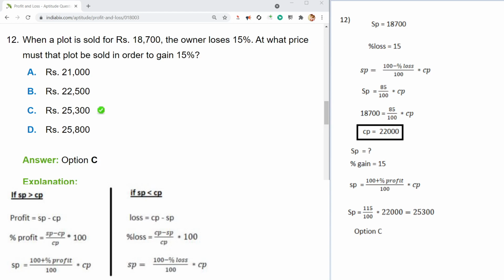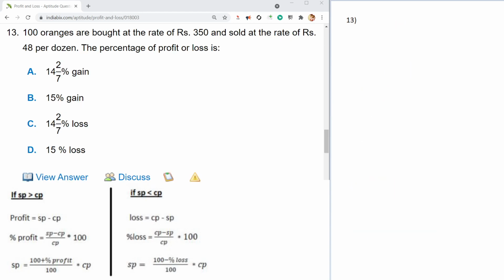Option C is correct. Let's see problem number 13. 100 oranges were bought at the rate of 350. Let us assume cost price of each orange is C and the selling price of each orange is S.